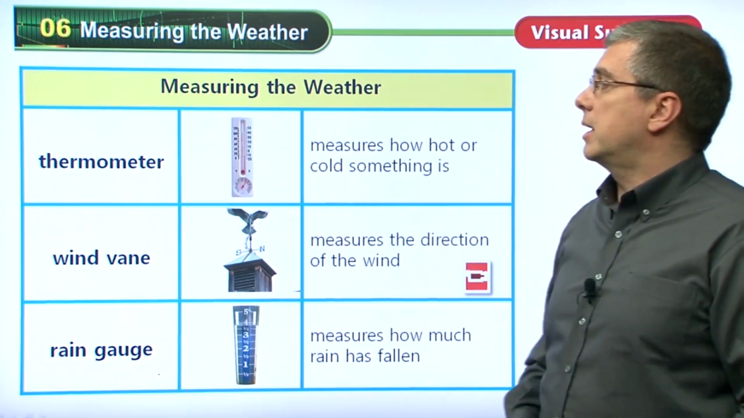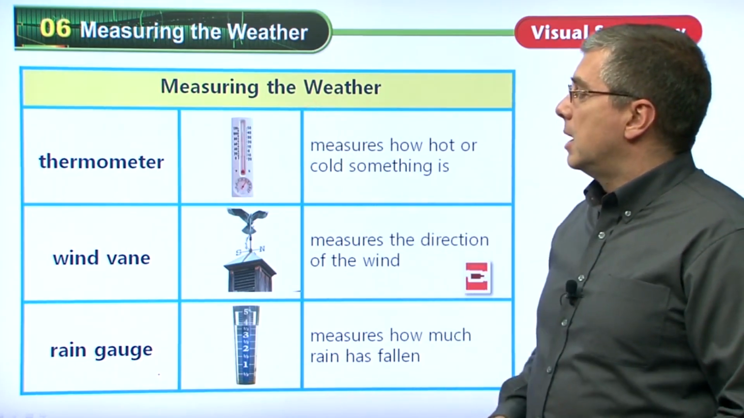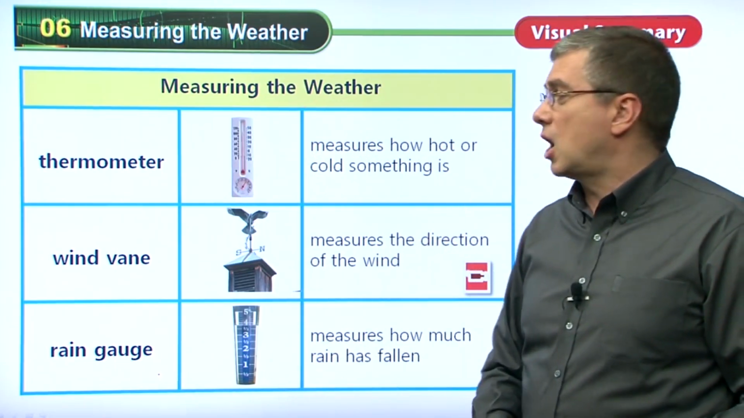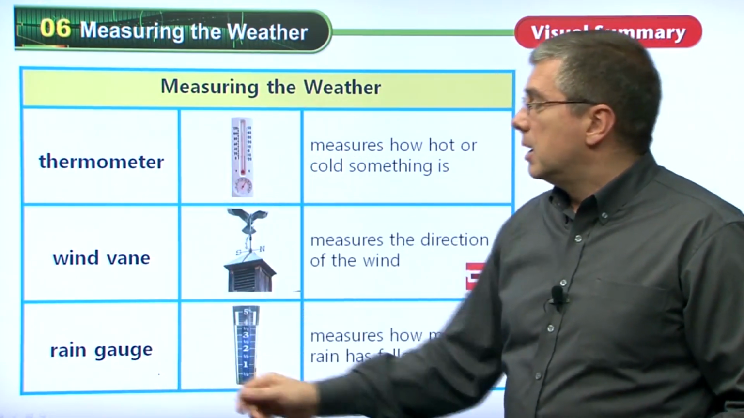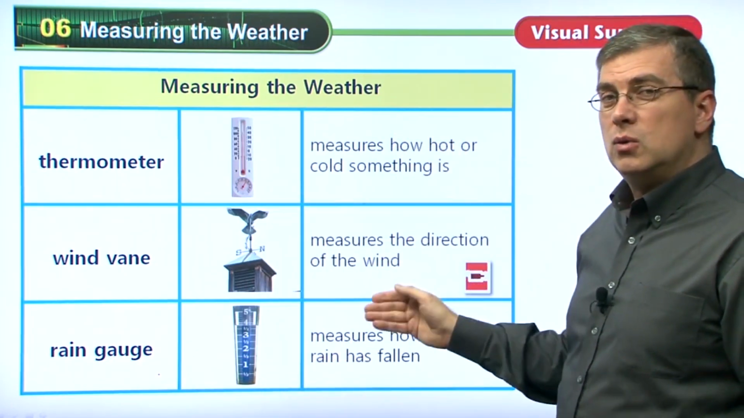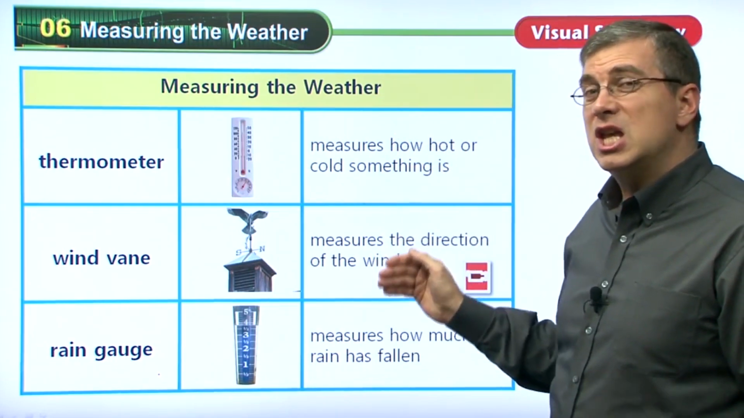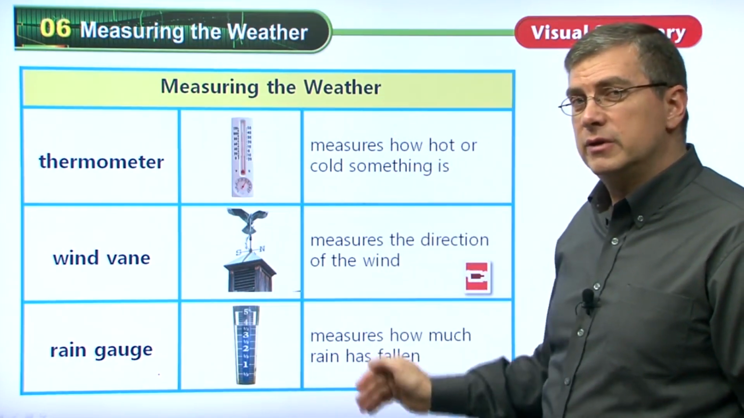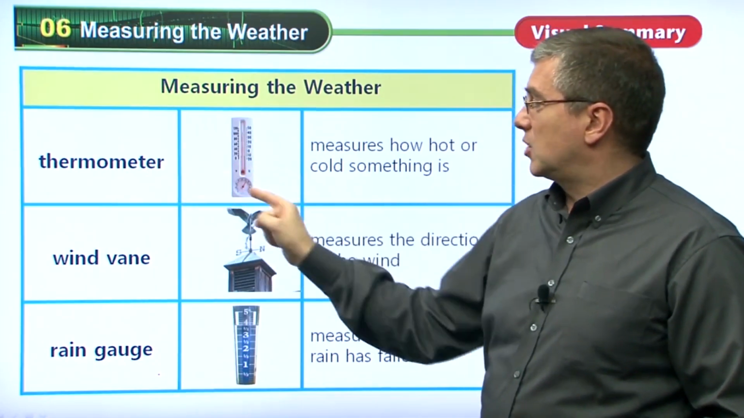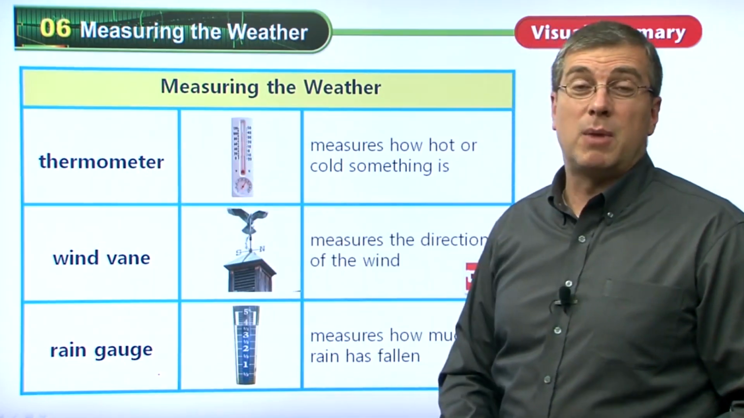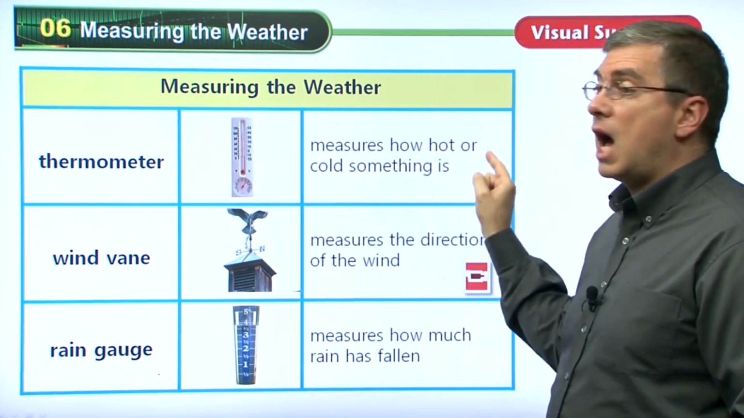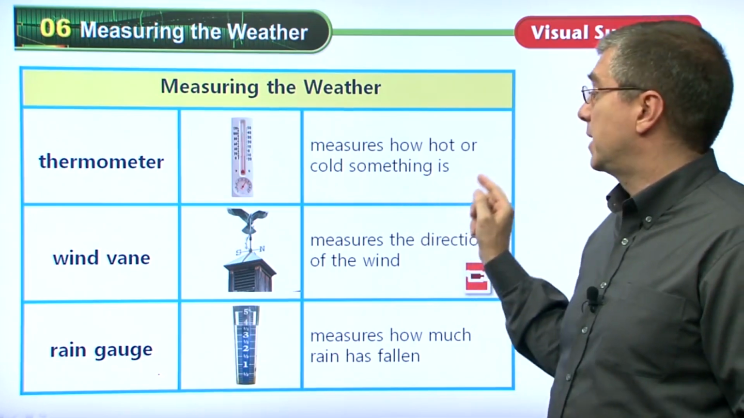Let's take a look at our chart here. We have measuring the weather. We have three different tools on this chart. We have the name of the tool, we have a picture of the tool, and we have what the tool measures. What is the tool used for? How do we use the tool? Here we have a thermometer. This is a picture of a thermometer. What does a thermometer do? A thermometer measures how hot or cold something is.